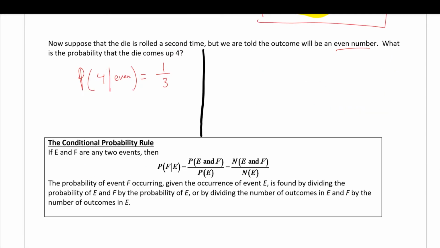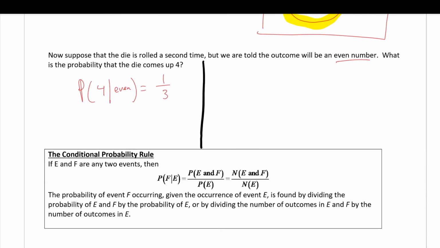Now I do want to cut this down the middle here. We can use some sort of formula for this. The formula is the probability of F given E is equal to the probability of E and F, their intersection, divided by the probability of E. You'll notice that the denominator matches up with what we're conditioning on. We can also count the number of elements in each one of those sets too. Sometimes this is the preferred method.